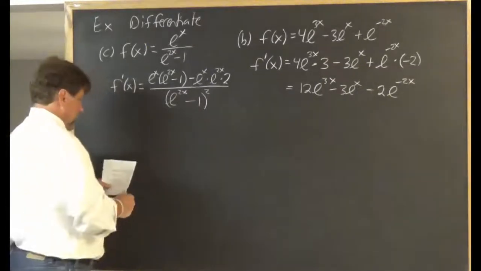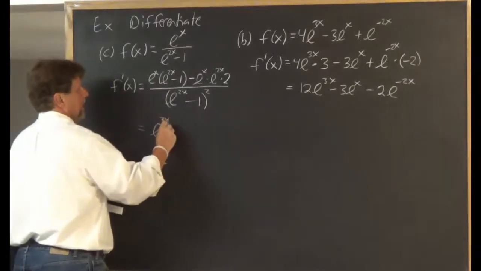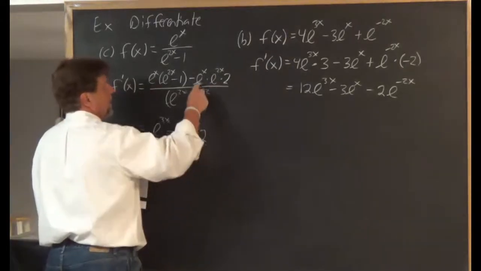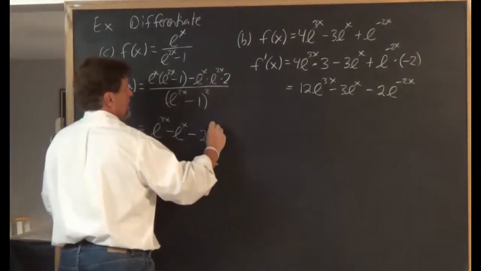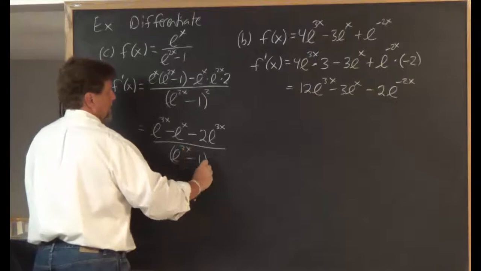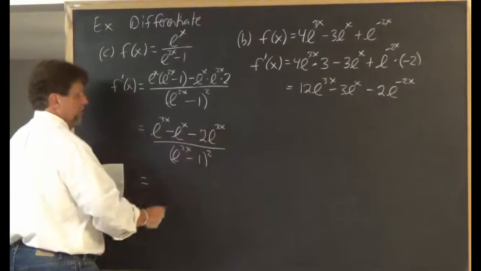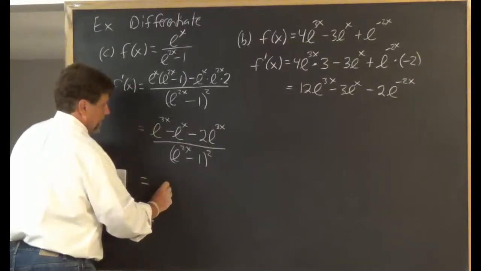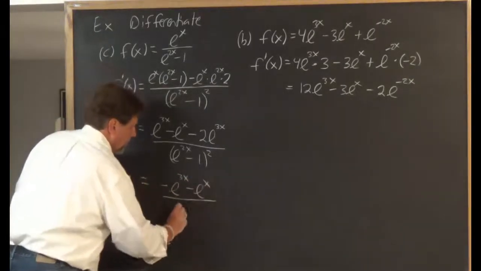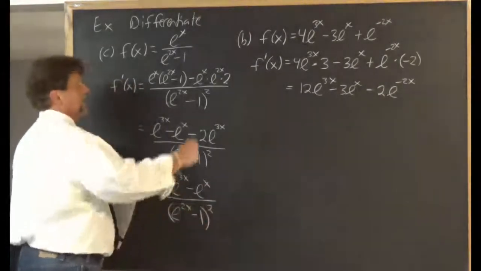Why don't we clean this up just a little bit? You could distribute the e to the x here to get e to the 3x minus e to the x minus, okay, e to the x times e to the 2x. Well, that's e to the 3x. And since we did that, we might as well combine like terms in the numerator. So you have e to the 3x minus 2e to the 3x. So that's negative e to the 3x minus e to the x all over e to the 2x minus 1 quantity squared. That's enough simplifying for that one.